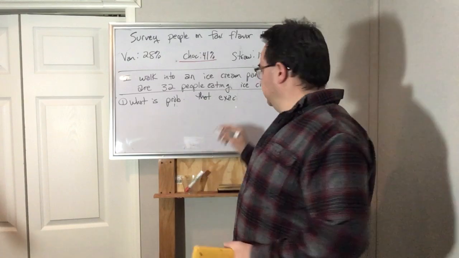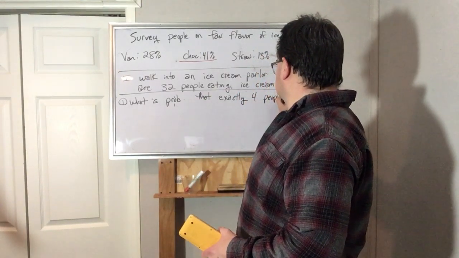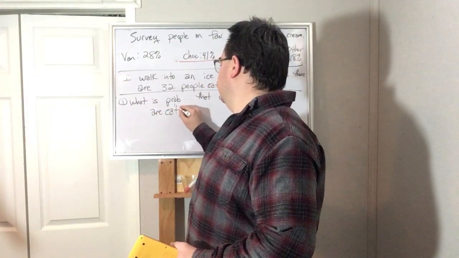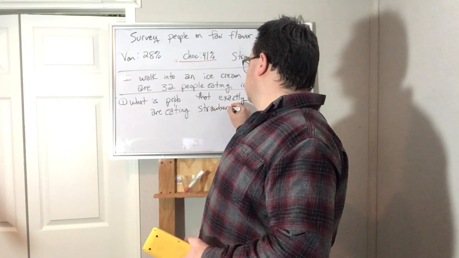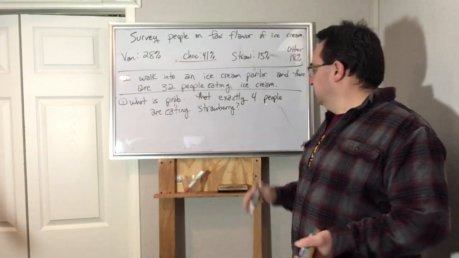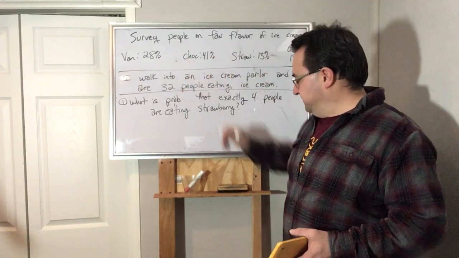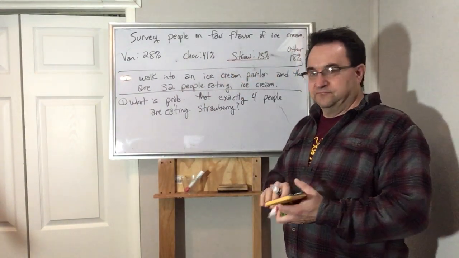What is the probability that exactly 4 people are eating strawberry ice cream? See, all I did was a slight tweak here. I changed the number and the flavor. We're still going to use this data, except now, instead of looking at chocolate, I'm thinking about strawberry.